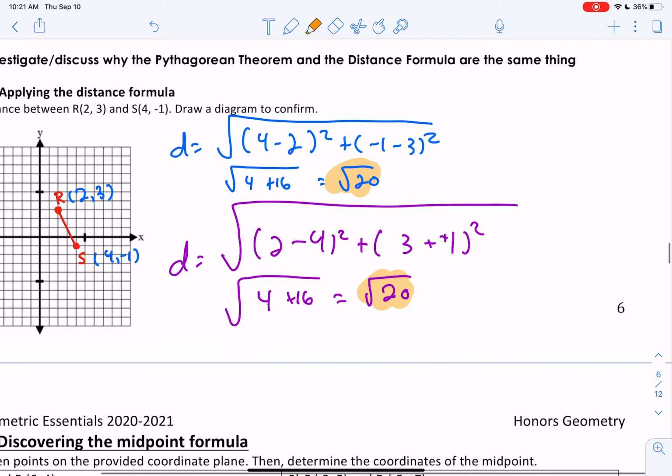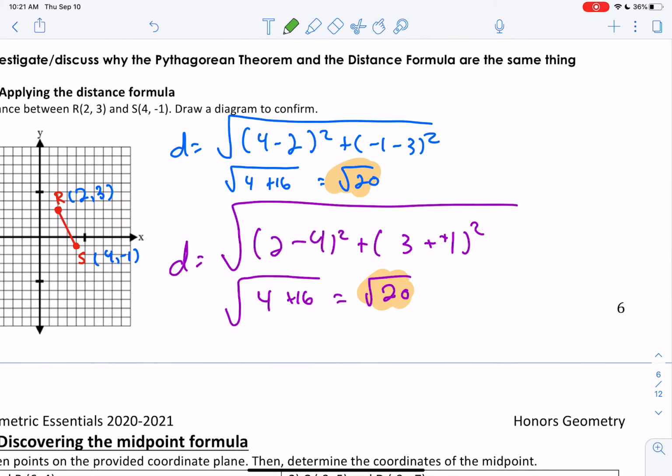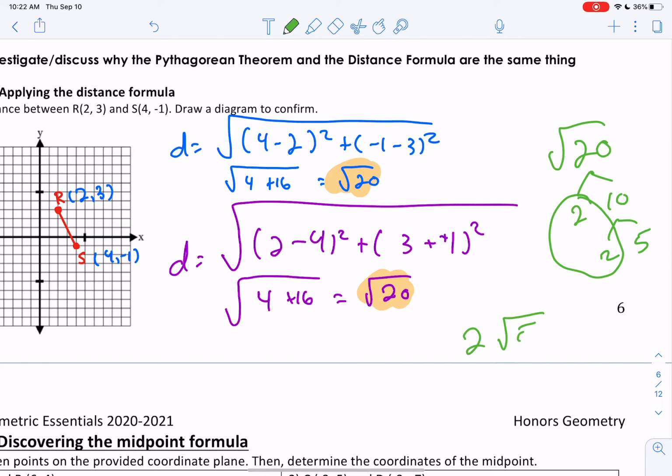All right, now last but not least, the reason why I left it right here is because we need to finish this problem, okay? And I finished this problem by simplifying the radical. I want to give an exact answer. So 2 goes into 20 10 times, and then 2 goes into 10 5 times. Remember, what we're looking for is a pair, so the pair gets to come out. So 2 comes out, and then that 5 stays inside the radical. And I'm left with RS is equal to 2 root 5.